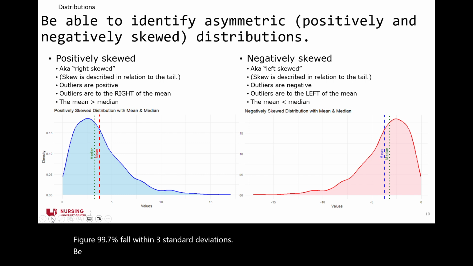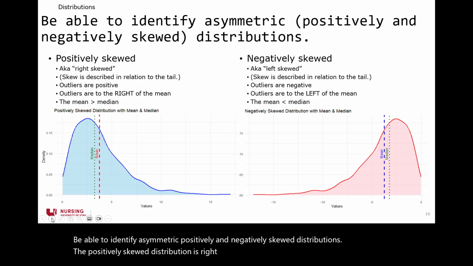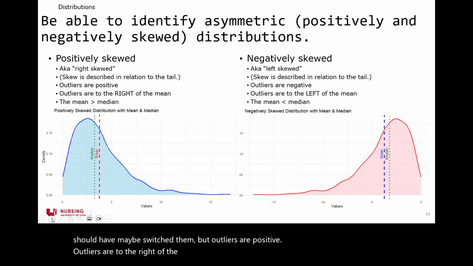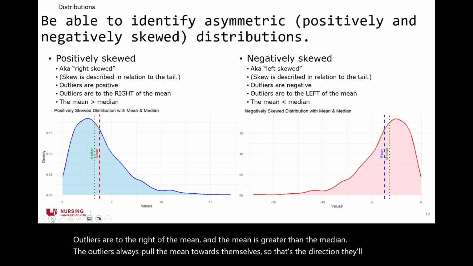Be able to identify asymmetric, positively and negatively skewed distributions. The positively skewed distribution is right skewed. You can see this on the left. I guess I should have maybe switched them, but outliers are positive. Outliers are to the right of the mean, and the mean is greater than the median. The outliers always pull the mean towards themselves, so that's the direction that they'll go.